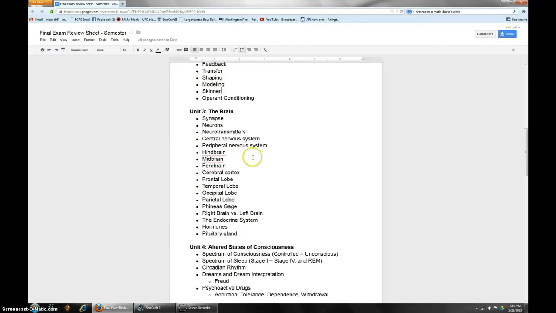On to the brain. Some weird things we didn't talk too much about this school year. We got a little bit more specific in the exam. The hindbrain here is things like the pons, the medulla. The midbrain is the emotional brain. And the forebrain is the part of the brain that controls thinking, really what separates us from animals.